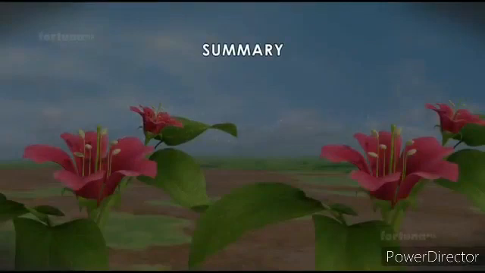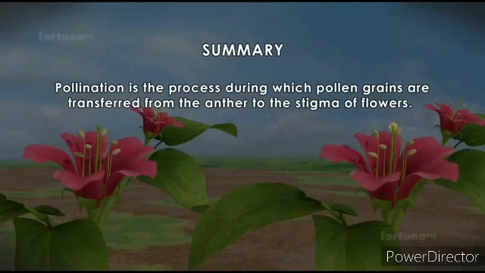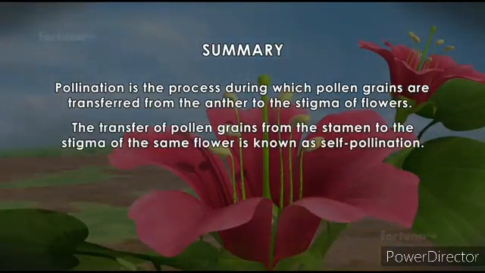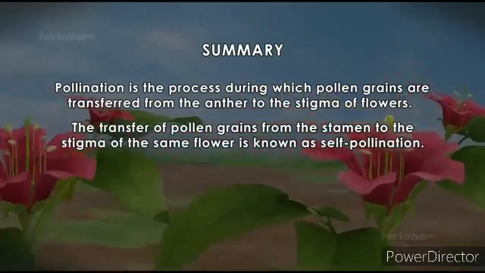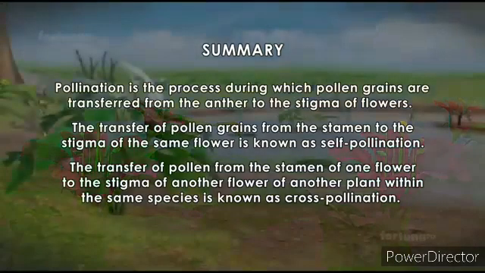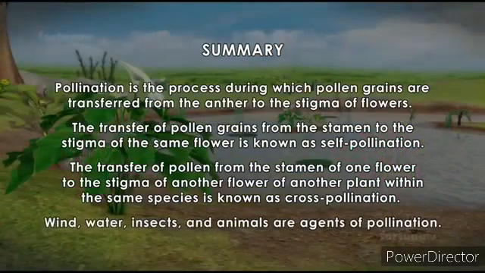Summary: pollination is the process during which pollen grains are transferred from the anther to the stigma of flowers. The transfer of pollen grains from the stamen to the stigma of the same flower is known as self-pollination. The transfer of pollen from the stamen of one flower to the stigma of another flower of another plant within the same species is known as cross-pollination. Wind, water, insects, and animals are agents of pollination.